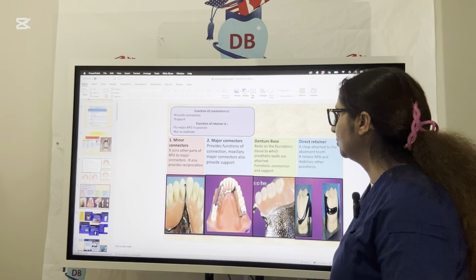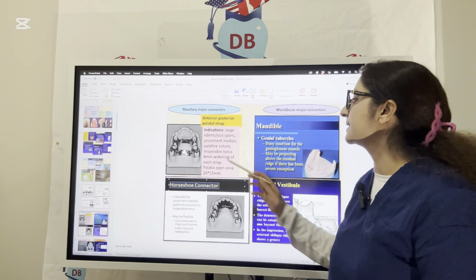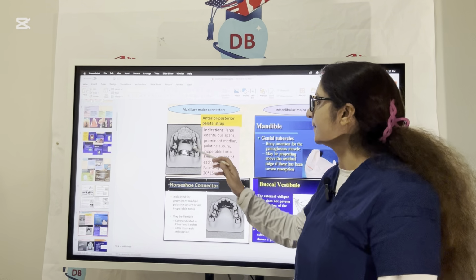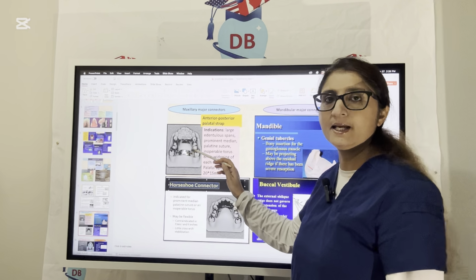Now when we talk about the designs of the maxillary major connector, the most popular design we have is called the AP strap design. Anterior posterior palatal strap design is like a donut design. It has straps both anteriorly and posteriorly, and you can see there is an open window in between. If the patient has a torus, the AP strap design is pretty good. This design has maximum strength and maximum rigidity, and each of the straps is around 8 mm. The opening area is 15 by 20 mm.